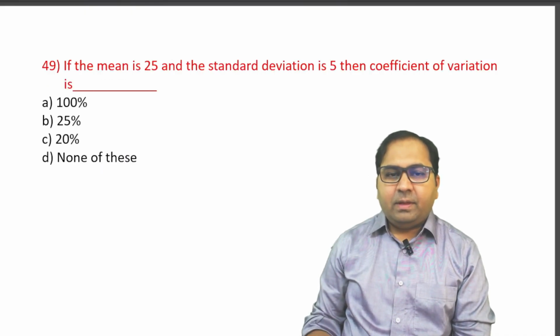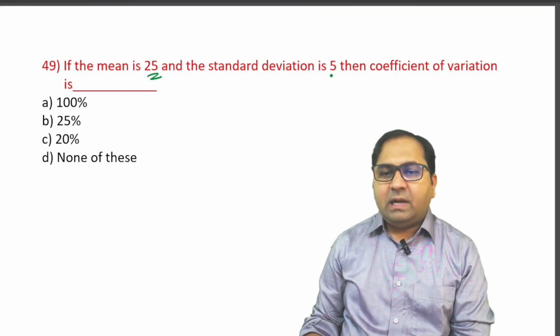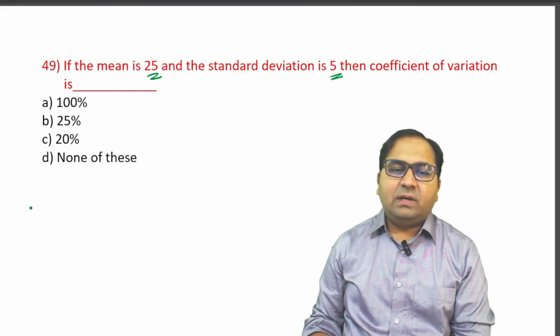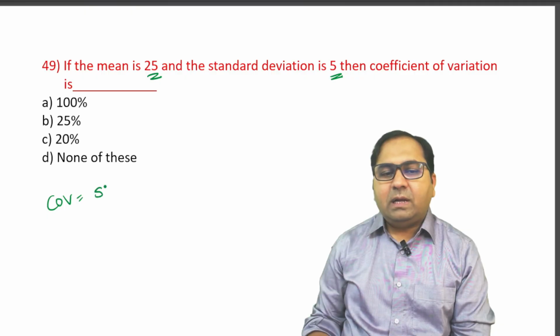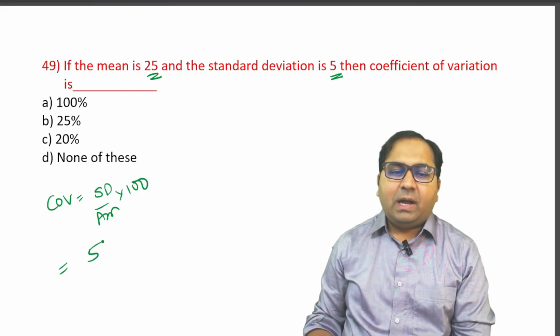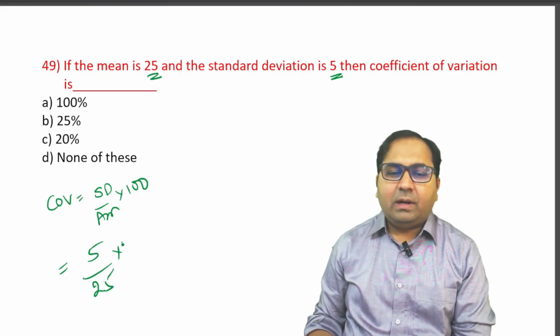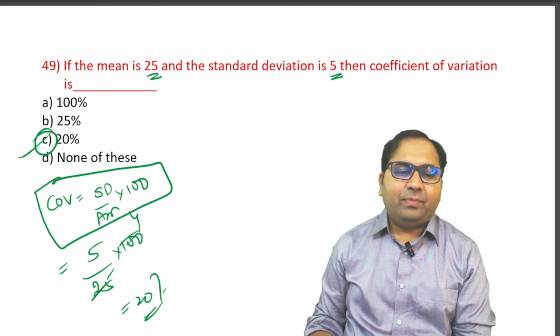Next question. If the mean is 25 and the standard deviation is 5, then what is the coefficient of variation? Coefficient of variation is equal to standard deviation by arithmetic mean into 100. We have already spoken. What is the standard deviation? 5 by 25 into 100. 4 5s are 20. Answer is 20%. Please remember this formula.